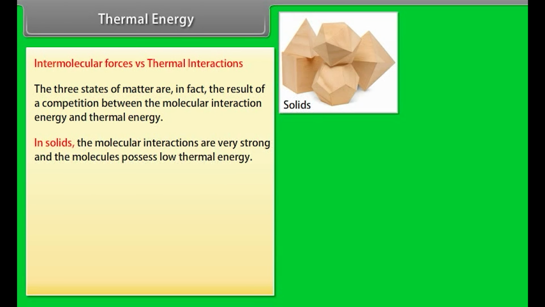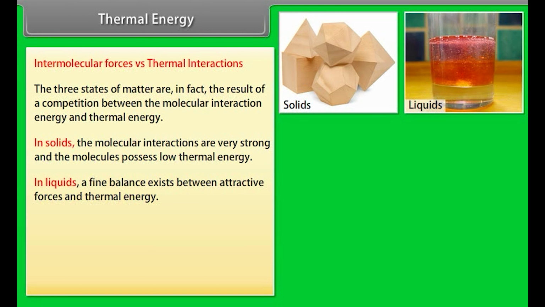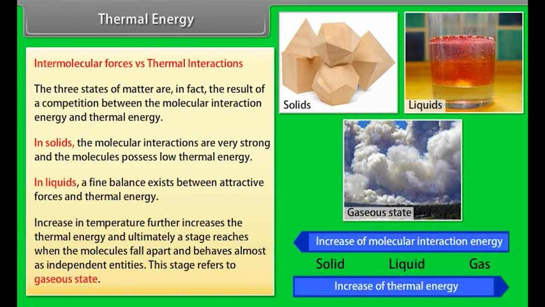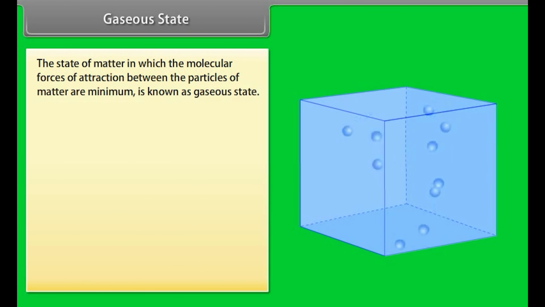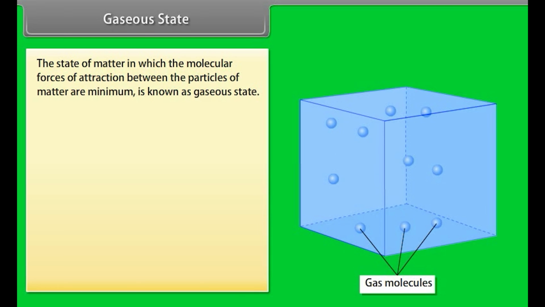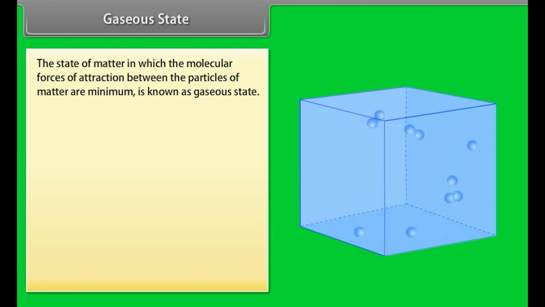In solids, the molecular interactions are very strong and the molecules possess low thermal energy. In liquids, a fine balance exists between attractive forces and thermal energy. Increase in temperature further increases the thermal energy, and ultimately a stage is reached when the molecules fall apart and behave almost as independent entities. This stage refers to the gaseous state. Gaseous state. The state of matter in which the molecular forces of attraction between the particles of matter are minimum is known as the gaseous state.